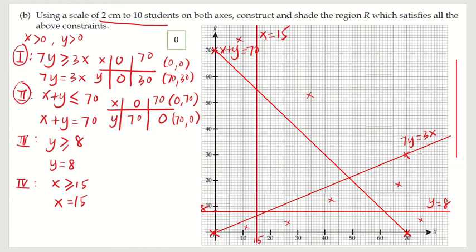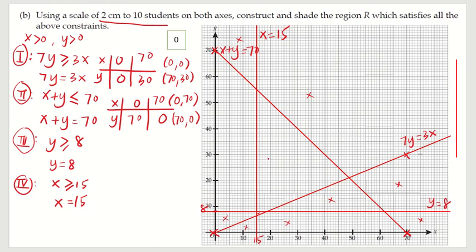Then we go to the third one. Y more than 5. Y more than 5 is this line, right? You want more than 5. So everything below we don't want. This one we don't want. This small triangle, yes or no? Also no. Small triangle we don't want. Okay? Then now we go to the last one.